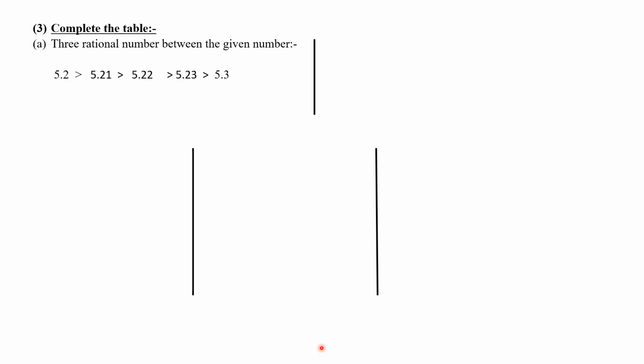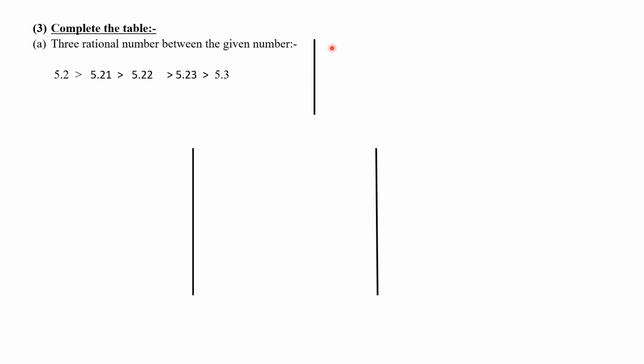Now what is given in our third question? Complete the table. Write 3 rational numbers between the given numbers. So you have to write 3 rational numbers between 5.2 and 5.3. There are many rational numbers, so you can write many. I have written 5.21, 5.22 and 5.23. You can take your wish, 5.24, 5.25, 5.26. You can write any 3 rational numbers between 5.2 and 5.3.